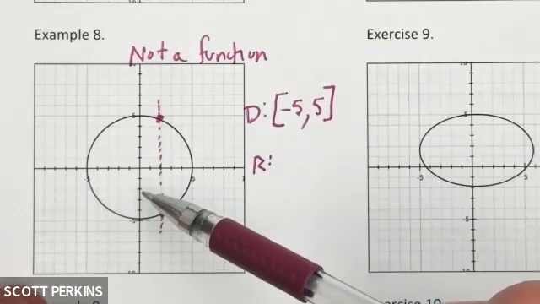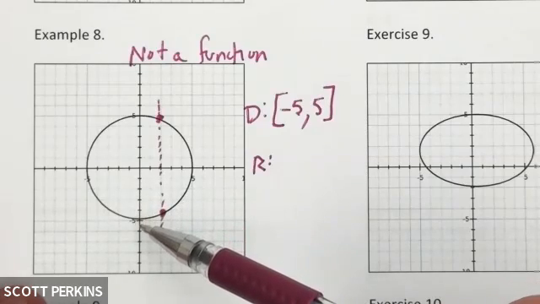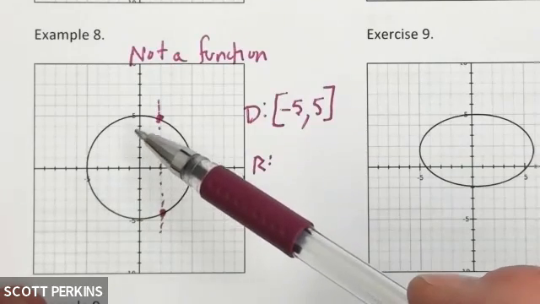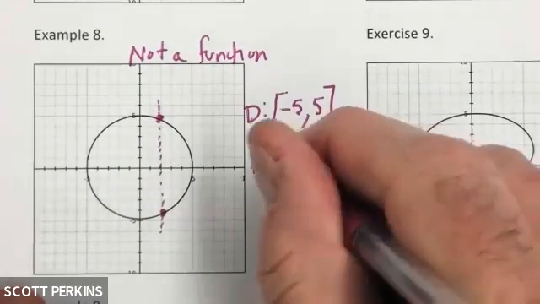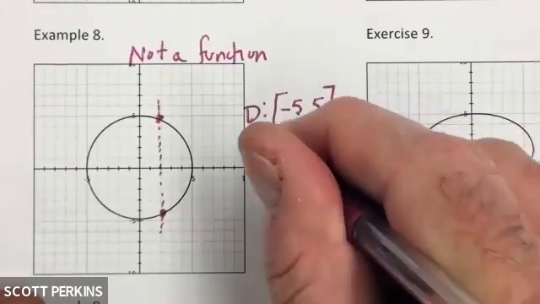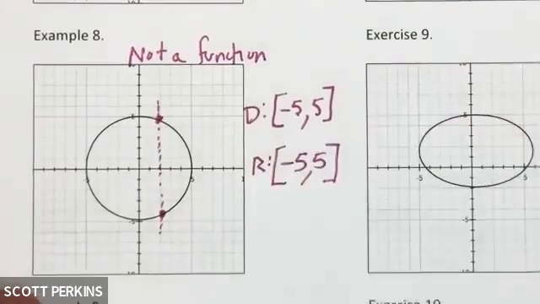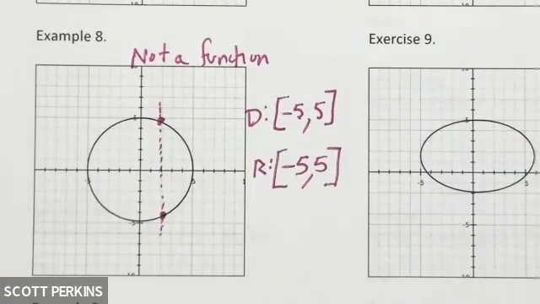How far down does this graph go? What's the lowest y? Again, -5. What's the largest y? Okay, so again, my interval is -5 to 5, and we're going to use brackets on the side because it's supposed to go through.